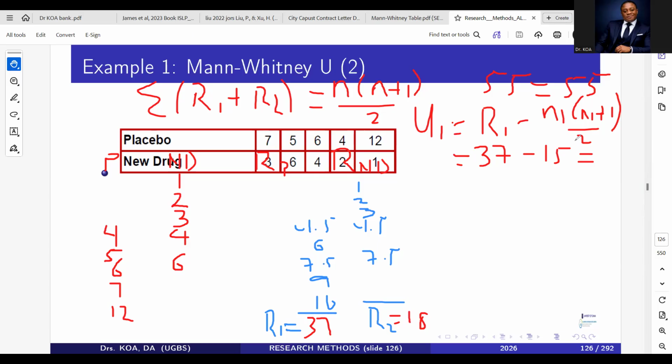22. So you get 22. I want you all to calculate the U2 by yourself, the same thing you did with the U1. You're going to do a similar one for the U2. Calculate by yourself. When you're done, raise your hand.